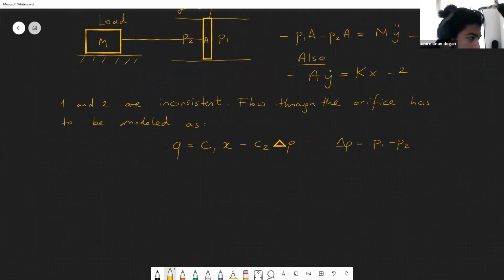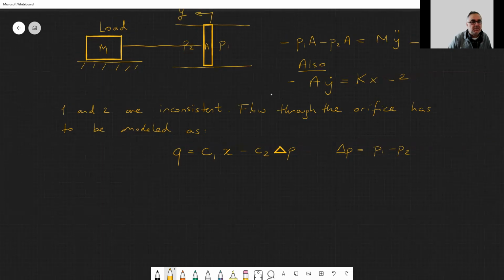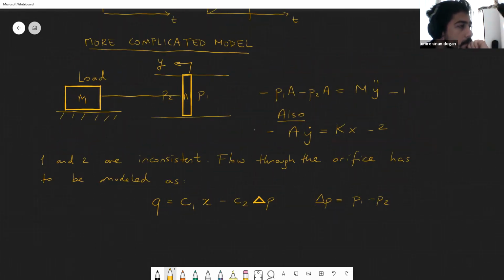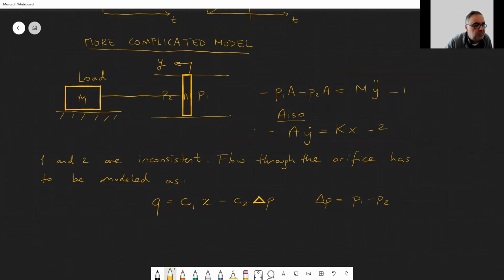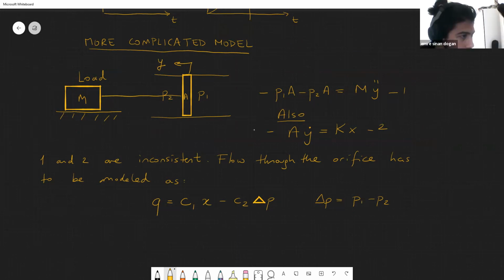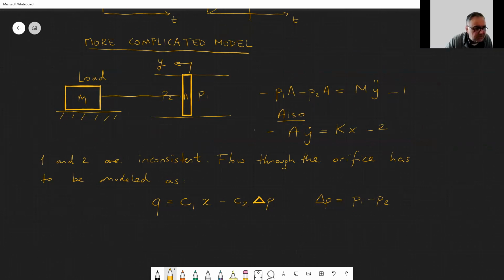Hocam, in the first equation, is the mass of the piston neglected? In the first equation, yes. It is rather lumped with the load, okay, if you want. It is neglected, that's true. Because the load has a very, very large mass, the mass of the piston is negligible there. You understand? But we have to use this equation for our model, because there is no reason for a pressure difference if you don't use this kind of a model, okay?